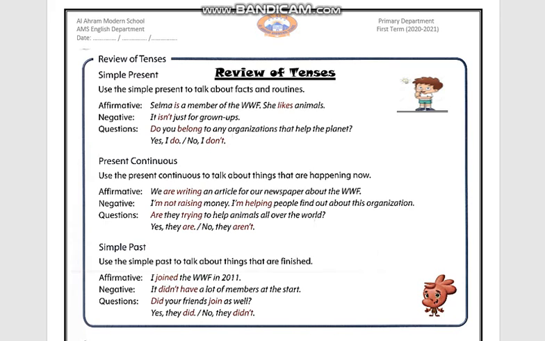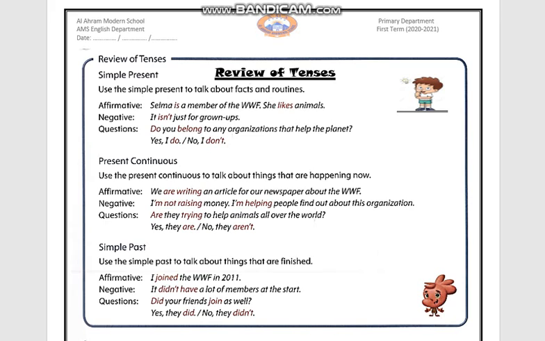Now let's move to the present continuous. We use the present continuous to talk about things that are happening now. In the affirmative form, we can say, we are writing an article for our newspaper about the WWF. In the negative form, we can say, I'm not raising money, I'm helping people find out about this organization. In the question form, we can say, are they trying to help animals all over the world? The answer will be either yes, they are, or no, they aren't.